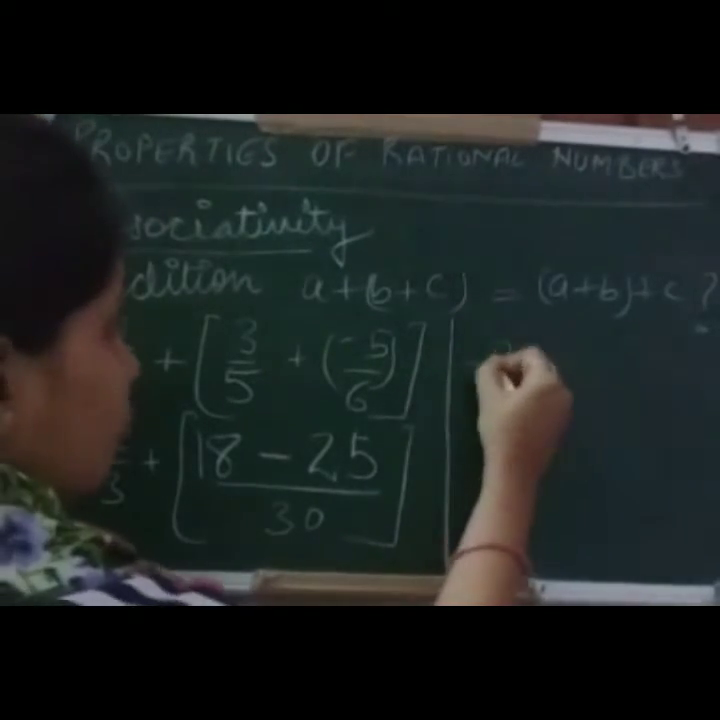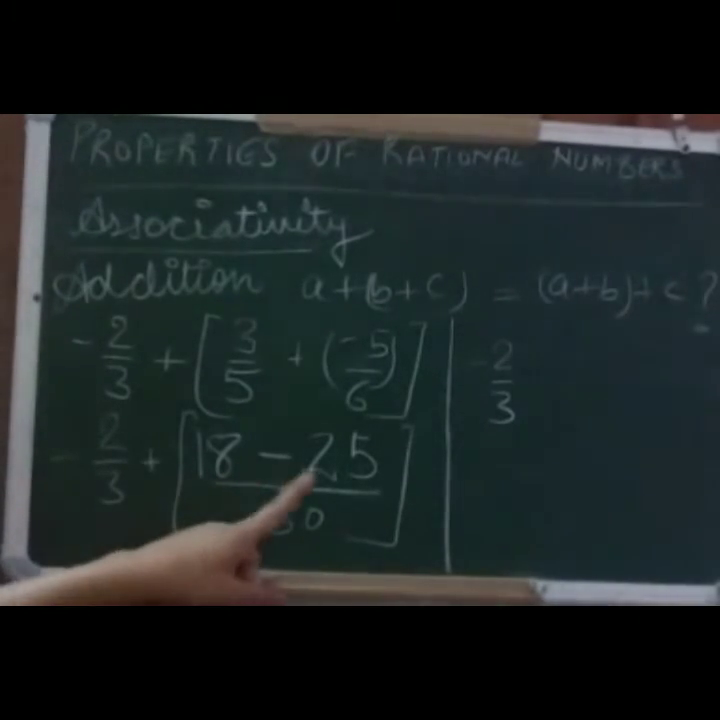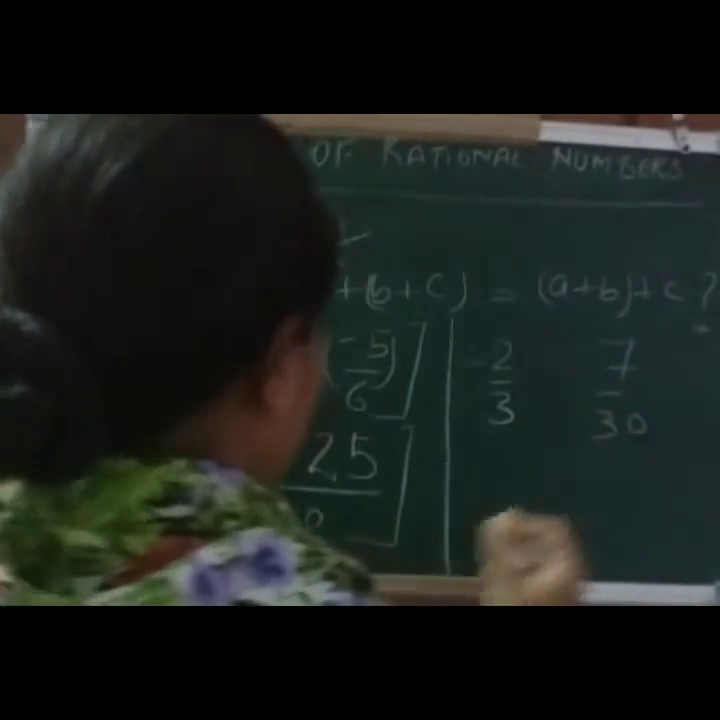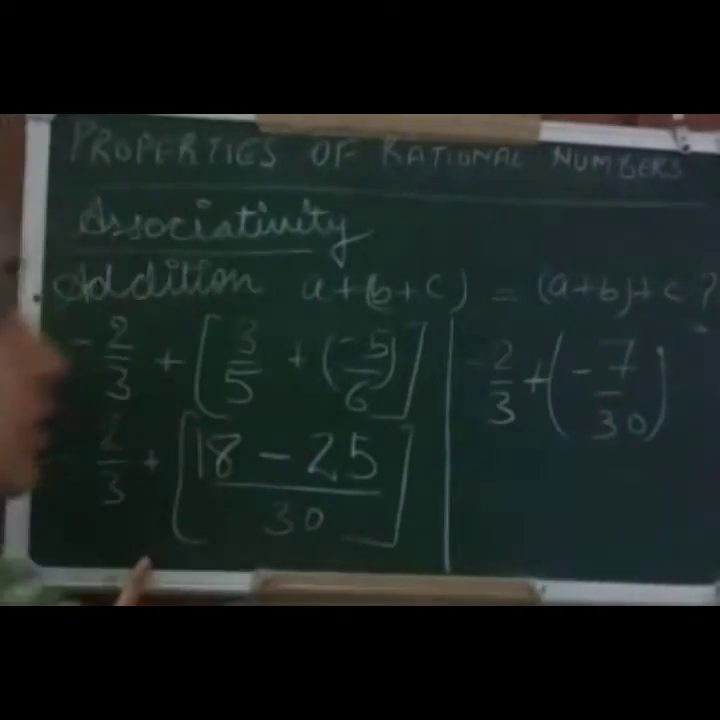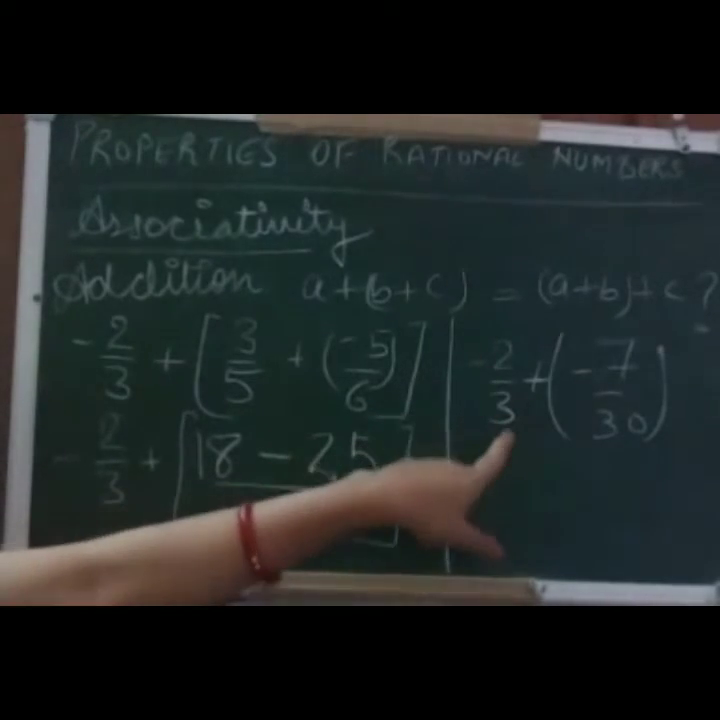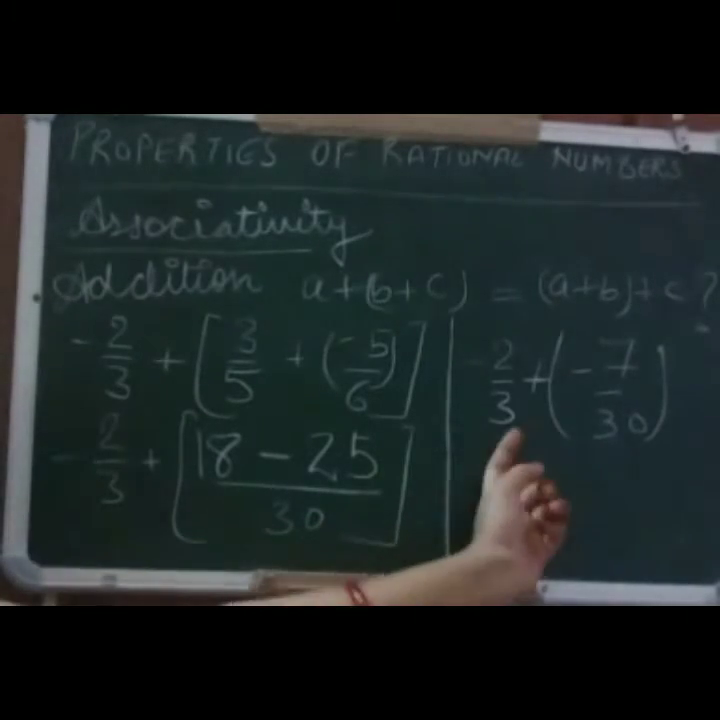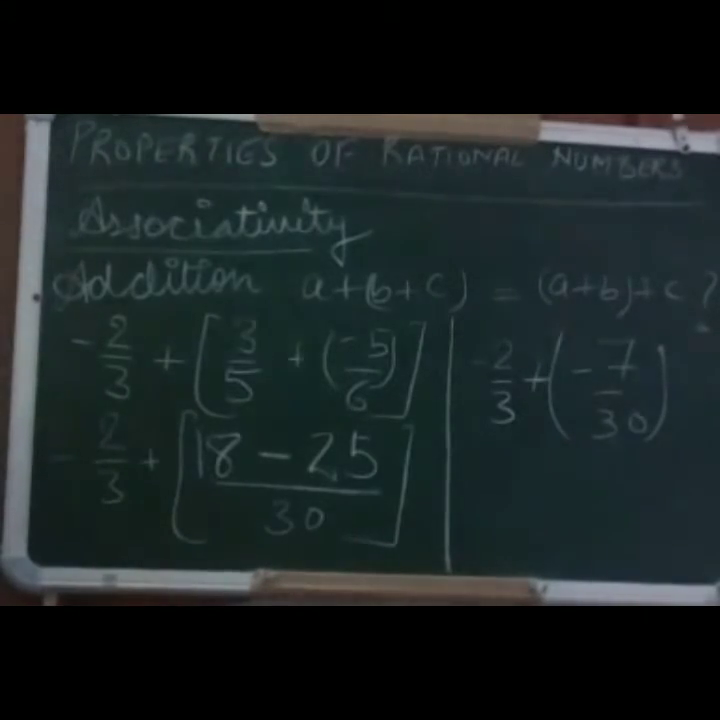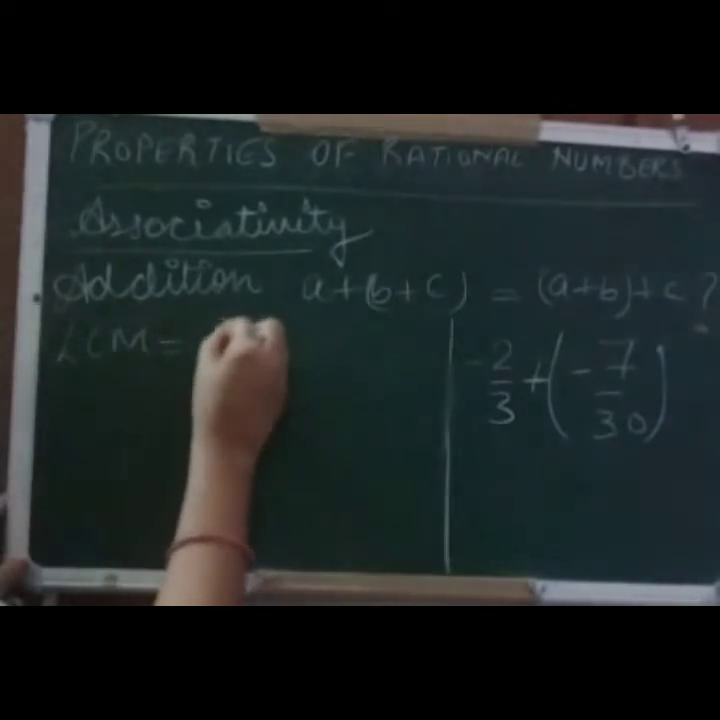Now see here. Minus 2 by 3 will remain the same, and here it will become how much? 25 minus 18 is 7 by 30, and the sign will be minus. Got this one. Now minus 2 by 3 and minus 7 by 30. Now solve them. Again we will find out the LCM of 3 and 30. If we find the LCM of 3 and 30, we will get 30.